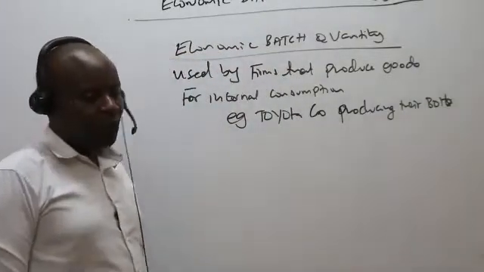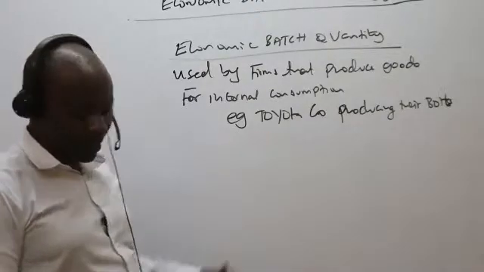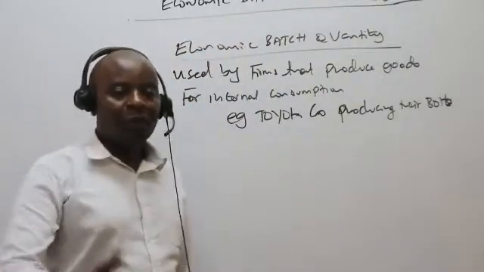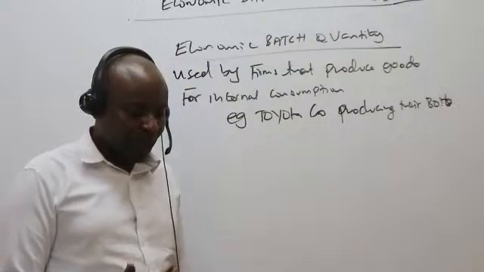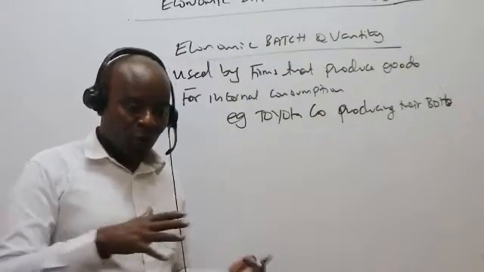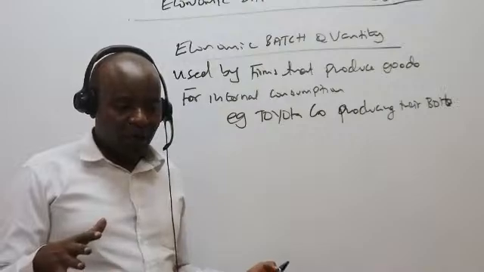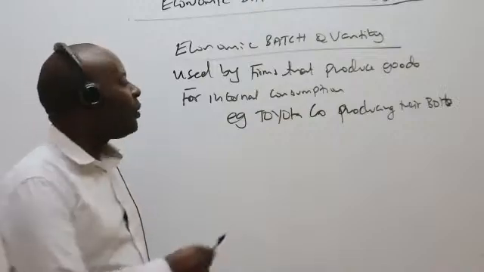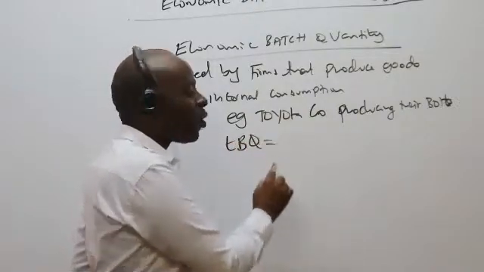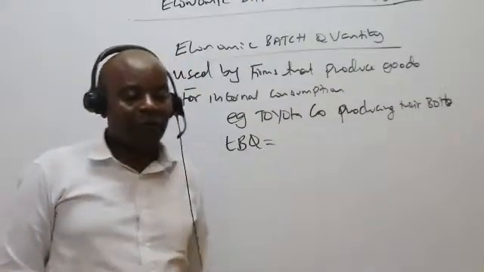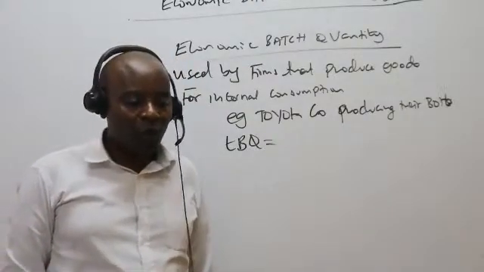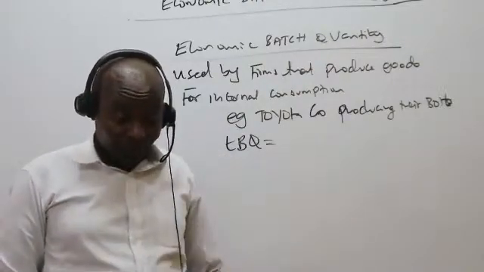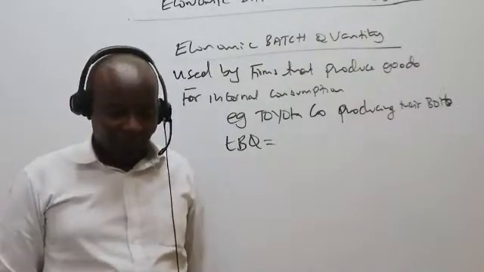So if that is the case, then ladies and gentlemen, this is a perfect example of a company which should go ahead and use the EBQ model, economic batch quantity. The question will be, what quantity should they produce, which will be economical for the entire organization. So could you kindly do me a favor, ladies and gentlemen? Could you kindly go ahead and give me the formula of EBQ? Is there anybody who is able to give us that formula? EBQ will be equal to what?